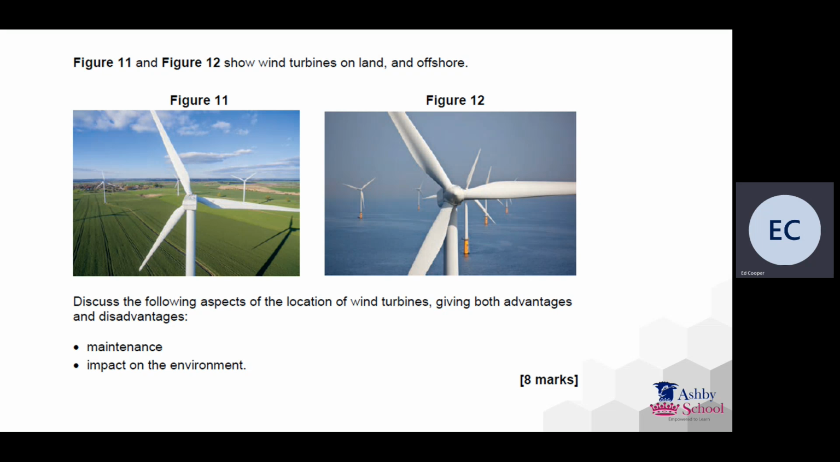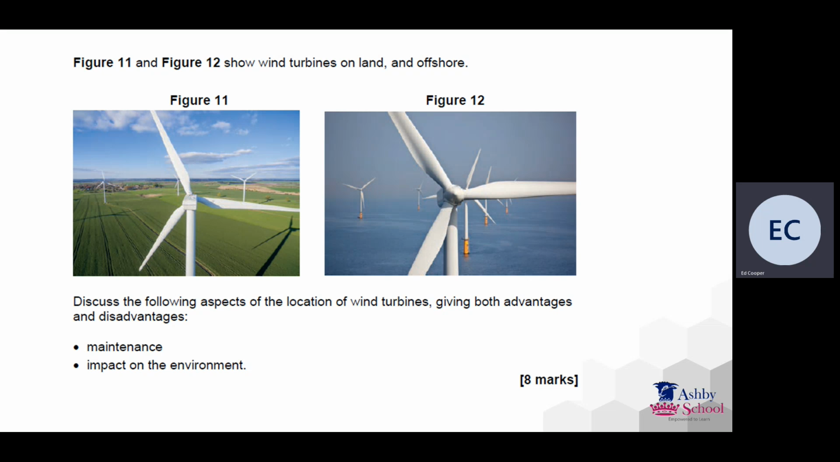So if we have a look at this then, discuss the following aspects of the location of wind turbines, giving both advantages and disadvantages. We're looking there for maintenance, impact on the environment. Okay, so if we go for maintenance for a start, we've got 8 marks. So we're looking at 4 for each. Okay, 4 marks for each. We're looking at 2 disadvantages, 2 advantages maybe. Okay, so we're breaking it down again. I'd probably just try and write as much as I can though.